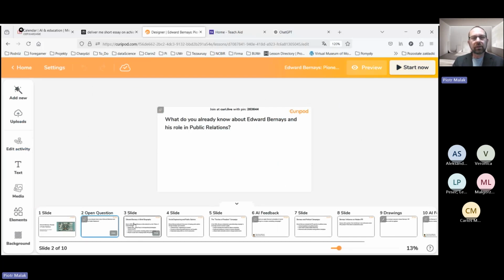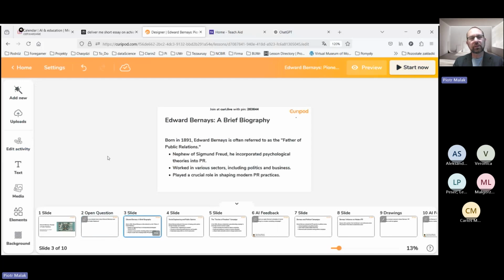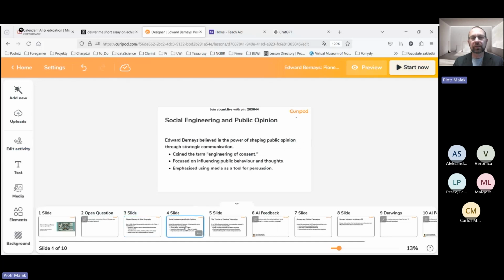But let's take a look at what the system suggested for us. Because I like the life of Edward Bernays and his achievements, I can confirm that what we have here is true, but still human interaction is required to verify facts and data, not only because generative AI tends to hallucinate, but also because it's based on publicly available online sources, which are not always true and real.